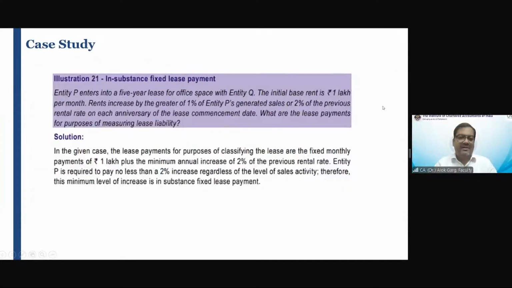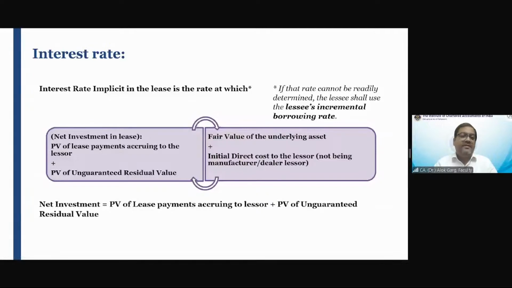Then we did some questions on this aspect. Then we discussed interest rate. The question is, sir, if we need to compute the present value, then what is the discount rate? Discount rate is the interest rate. What is the interest rate? There are 2 interest rates. In number 1, always you need to consider interest rate implicit in the lease.